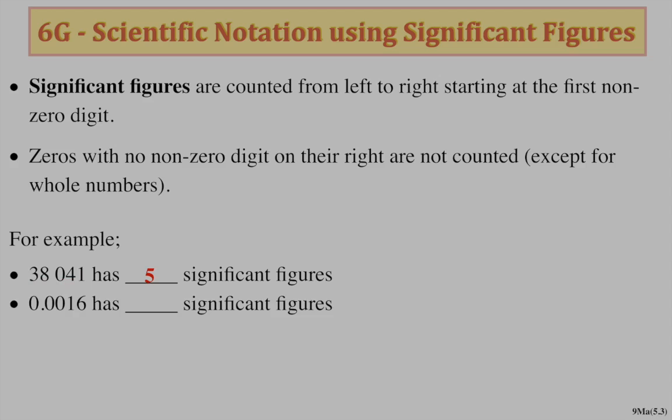How many significant figures does this number have? Well, you can't start counting with zero, so ignore, ignore, ignore. Aha, 1, 2. So there are only 2 significant figures for that particular number.